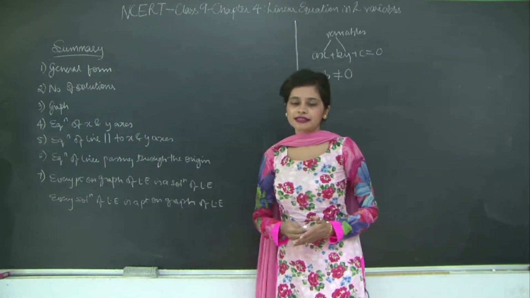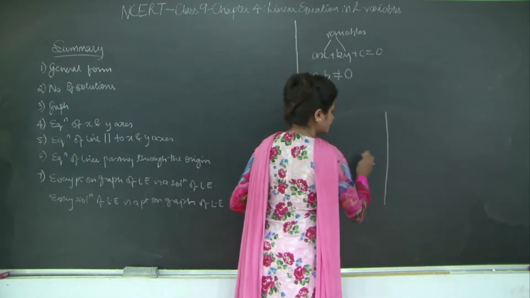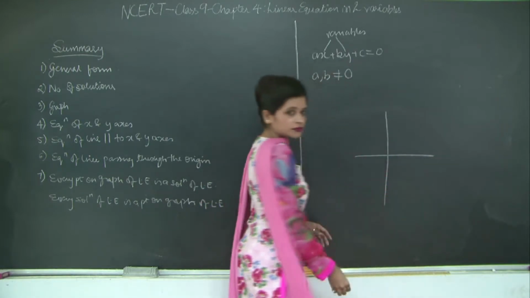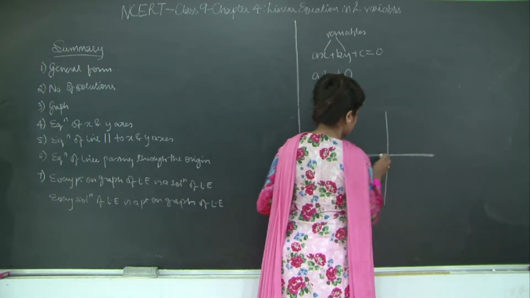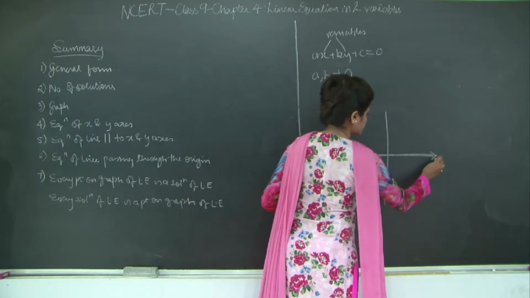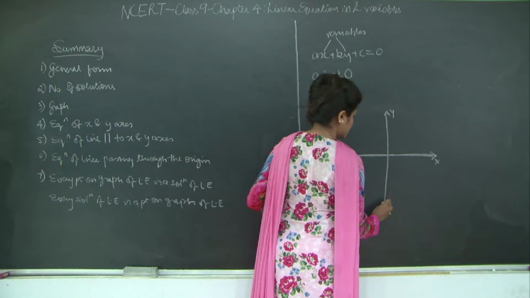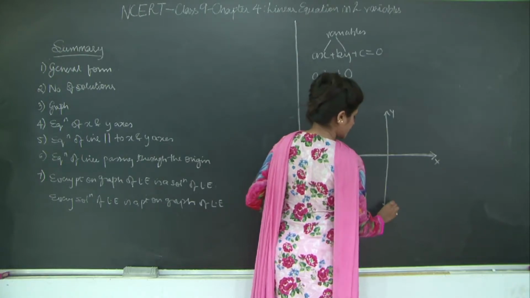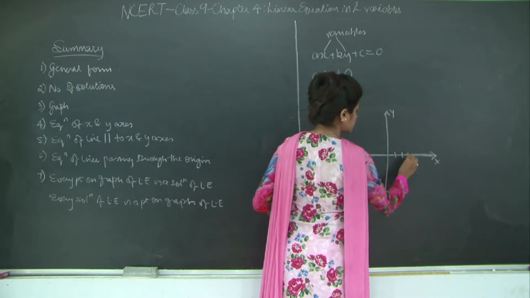So equation of x axis and y axis. Let's say I have my graph. So this is my x axis, right? This is x dash, this is y, and this is y dash. And I have my coordinates.